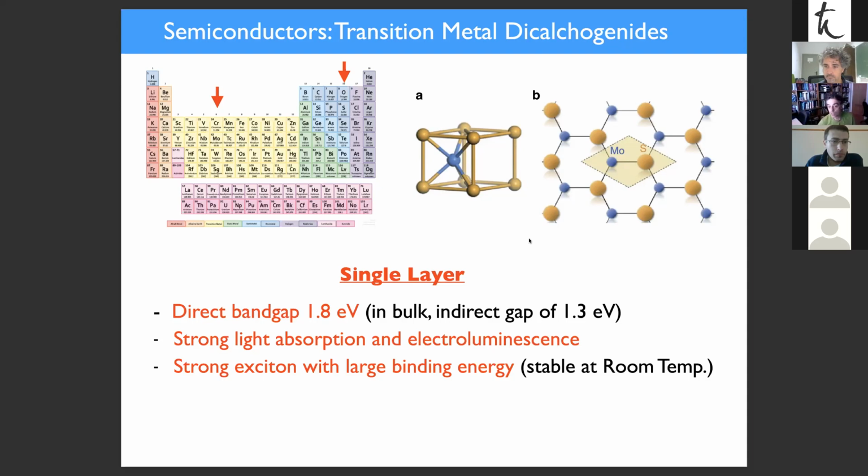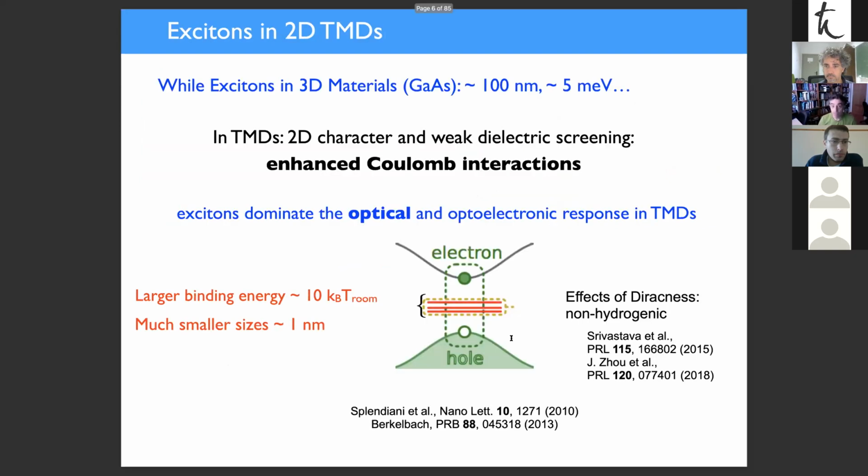In bulk, this material presents an indirect gap. It's a semiconductor, but it's very interesting that in the single layer of this material, the gap becomes direct. And thus, this material shows a very strong light absorption and electroluminescence. And also, because of the 2D character, the Coulomb interactions are very weakly screened, and thus the binding energy is much larger than in a normal semiconductor. Actually, it is about 10 times the room temperature, so you don't have to cool the systems to see the excitonic optical response.